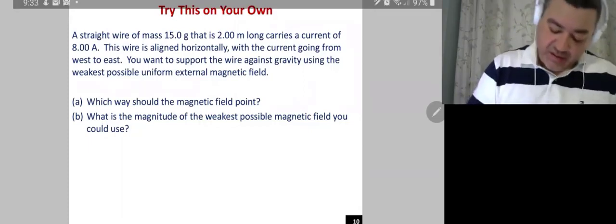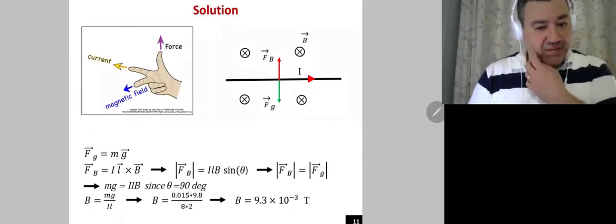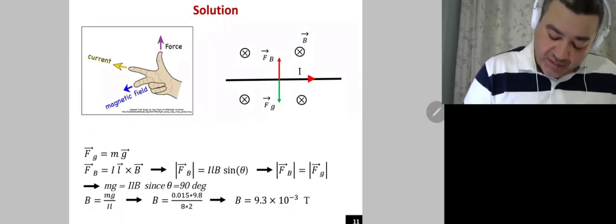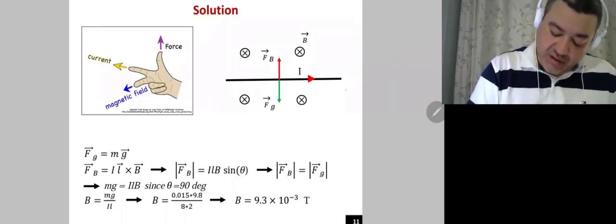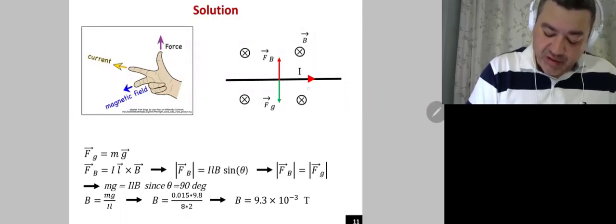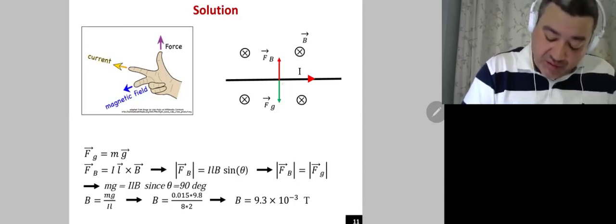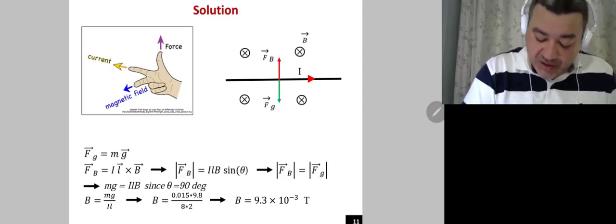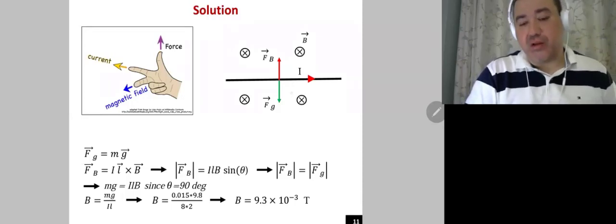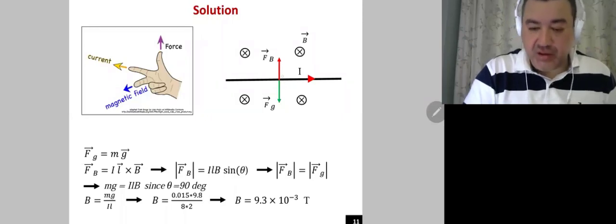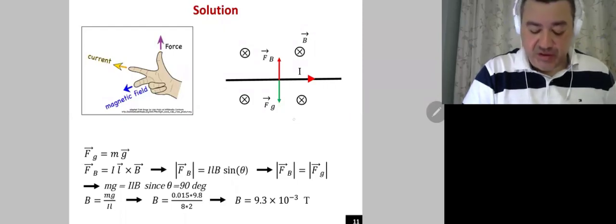So if we go to the solution that I have added, here we have the wire laid out horizontally with the current I going from the west to the east. Then the gravitational force would be, as you can see here, Fg pointing downward. So we need at least an opposing force that at least equals this gravitational force.